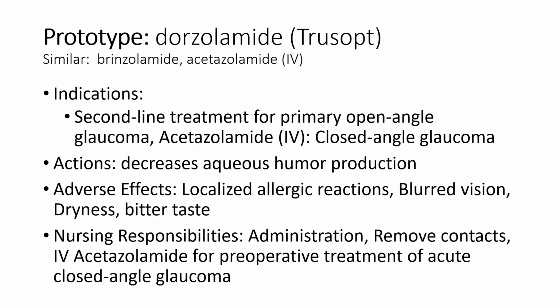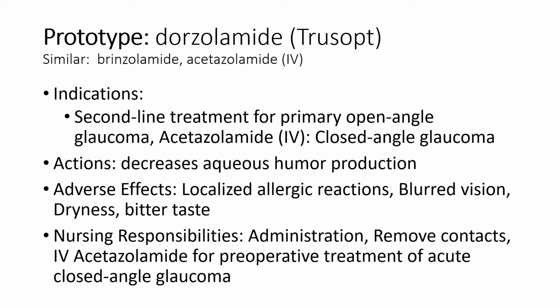Okay, so dorzolamide. This is the eye drop form. It's in the same group as acetazolamide, but they're used for different things. Acetazolamide we'll talk about in a minute. That's an intravenous drug. Dorzolamide or brinzolamide, those are just drops, and they're used for chronic open-angle glaucoma. That's it. Just eye drops you're going to put in every day to control the intraocular pressure.